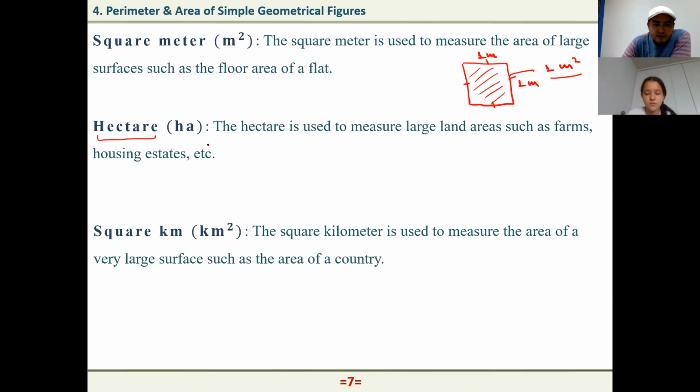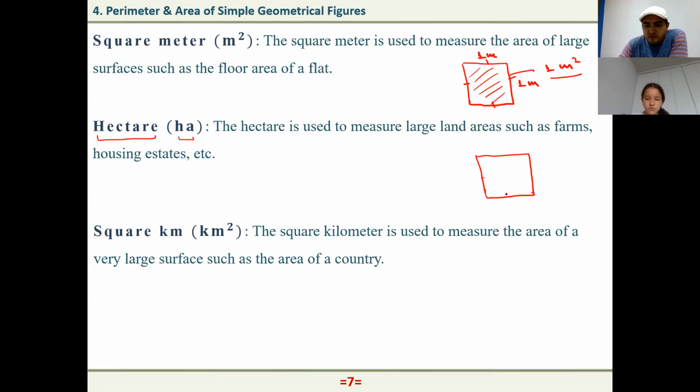And next one is hectare. Actually, the abbreviated form is HA. We read it as hectare, right? The hectare is used to measure large land areas such as farms, housing estates, etc. For example, if people grow some vegetables or potatoes, they need a piece of land, right? Usually, peasants use a huge land. How do they measure this for agriculture? For agricultural areas, we use hectare. And what is hectare? 1 hectare means it is a square field or area.